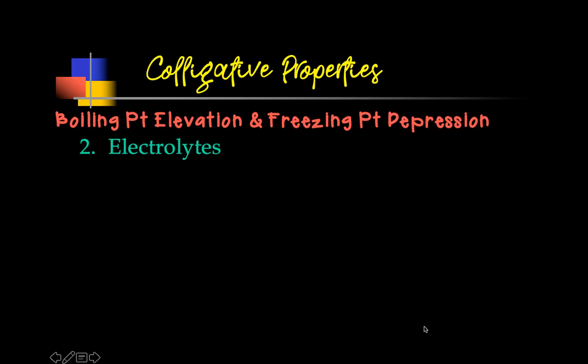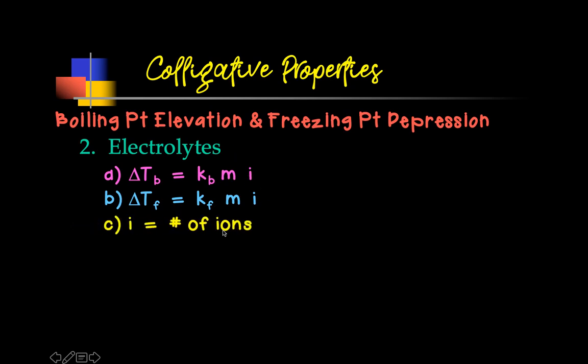Now, I've got one last thing here: what if it is an electrolyte? Notice what changed about this equation. You still have the change of boiling temperature equals K_b times molality, but then there's an extra little thing, i. And the same thing for delta T of freezing. Exact same thing, only there's this little letter i in there. i is the number of ions, because remember, colligative properties is all about how many particles are in there.